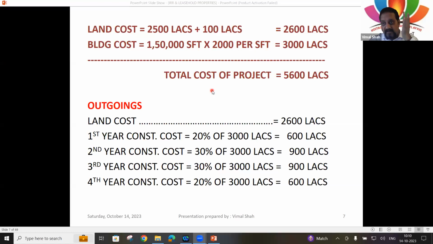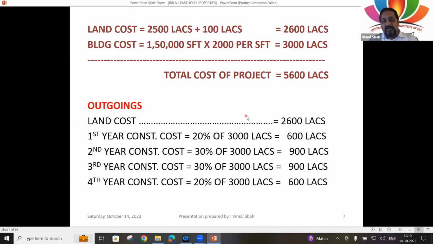But he is not going to spend the 56 crore rupees today. It's at different time intervals. So we will write down the outgoings at different time intervals. Say land, he has to give the entire amount today, right? So land cost 26 crore rupees he has to give today itself. Construction, first year he is doing only 20% of the construction. So 20% of 30 crores, it is 6 crore. Second year he is doing 30% construction, so it is 9 crore. Third year, again 30% construction, it is another 9 crore. Fourth year, the remaining 20%, that is 6 crore. So total it will be 56 crore outgoings in 4 years.